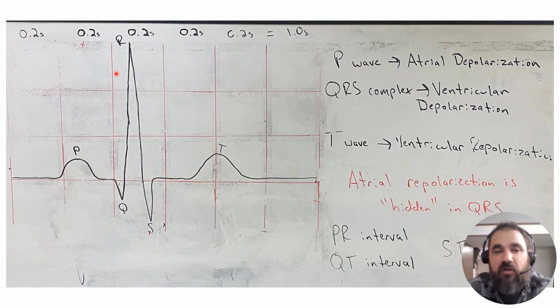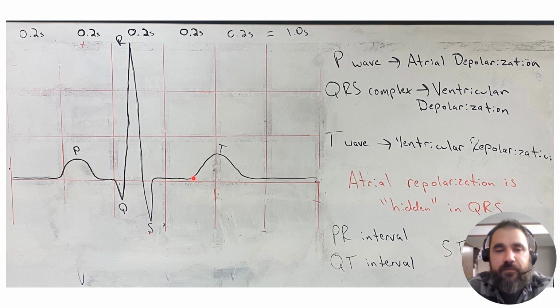Then we have a negative deflection called the Q, then a positive called the R, negative called the S. So this is called the QRS complex. This depicts ventricular depolarization, so the ventricles contract. While the ventricles are depolarizing, the atria are repolarizing. That's why we don't see any kind of electrical activity or deflection in the ECG, because the electrical activity in the ventricles depolarizing is much greater than the electrical activity in the atria repolarizing.